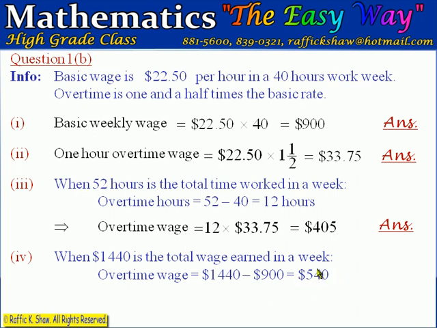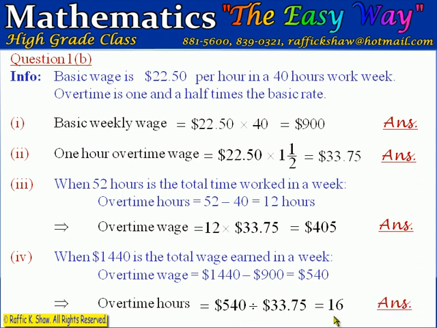In this overtime wage, each hour she would be earning $33.75. So to find the number of hours she worked to earn this $540 as overtime wage, we simply divide this $540 by the $33.75. And this is the calculation. The overtime hours would be equal to 540 divided by 33.75, which is the overtime rate for 1 hour, and that will tell us the number of overtime hours that she worked, and that is 16. And that's the solution for question 1. So we'll look at question 2 in another video. Okay, see you then.